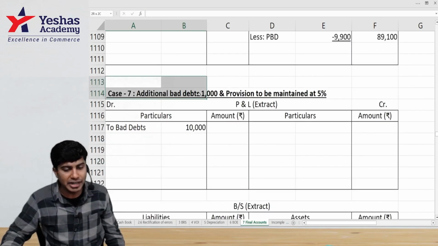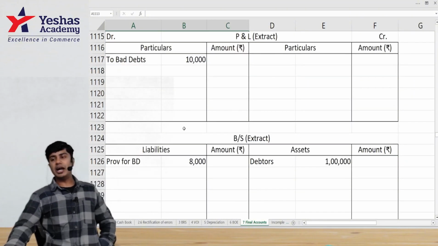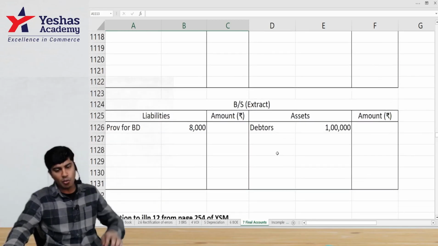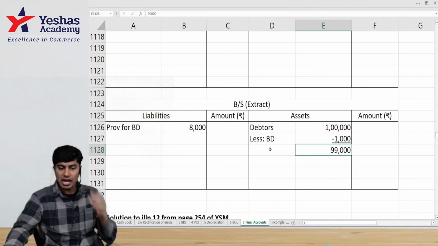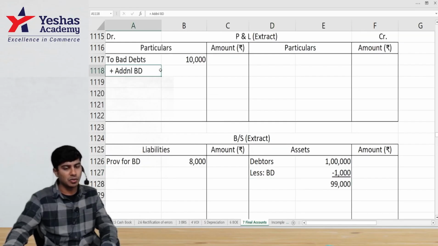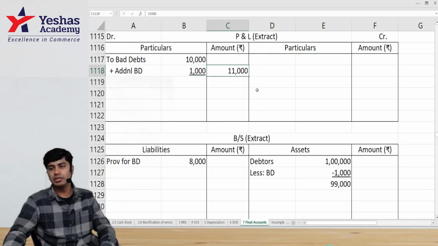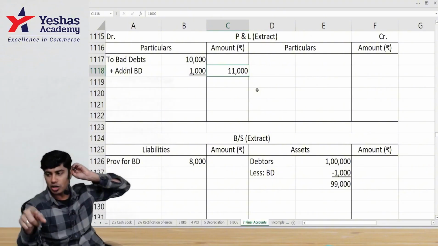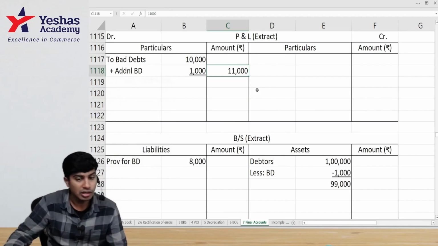Now read, additional bad debts is 1,000. What is the journal entry for additional bad debts? Bad debt to debtors. It is not yet reduced from debtors. Now I'll reduce it from my debtors: bad debts 1,000, making it 99,000. And this bad debt will become an expense which I'll write in my P&L account debit side. I will add it to my existing 10,000 bad debts, making it 11,000. Because the journal entry was not passed, I treated it as an expense, recorded the expense, and also reduced it from my debtors. I hope you got it.